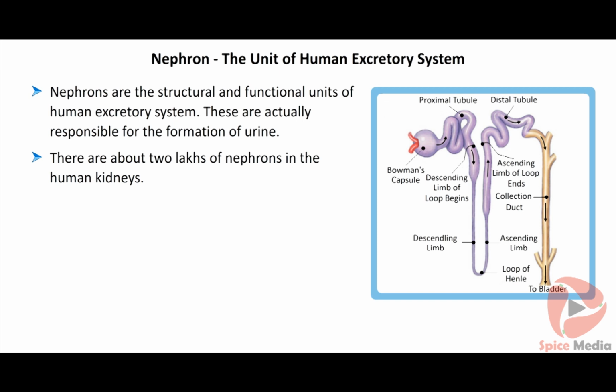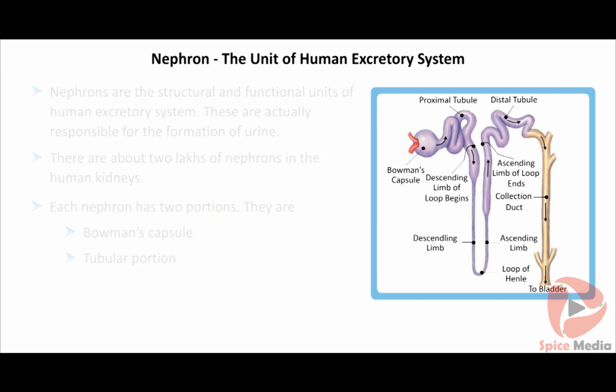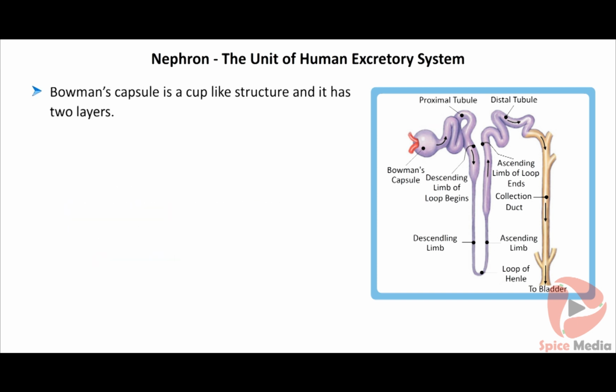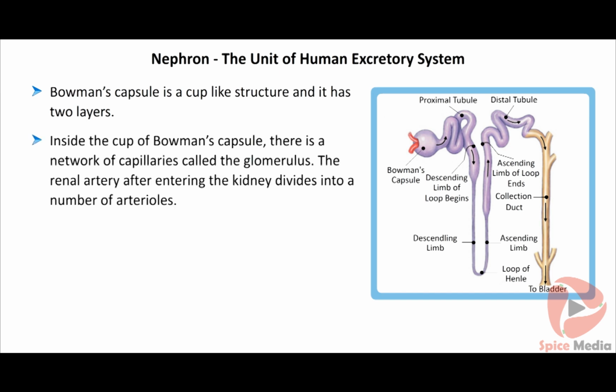There are about 2 lakhs of nephrons in the human kidneys. Each nephron has 2 portions. They are Bowman's capsule and the tubular portion. Bowman's capsule is a cup-like structure and it has 2 layers. Inside the cup of Bowman's capsule, there is a network of capillaries called the glomerulus. The renal artery, after entering the kidney, divides into a number of arterioles.